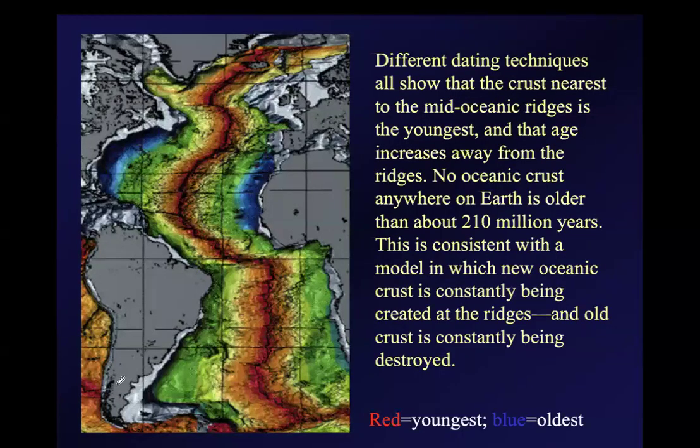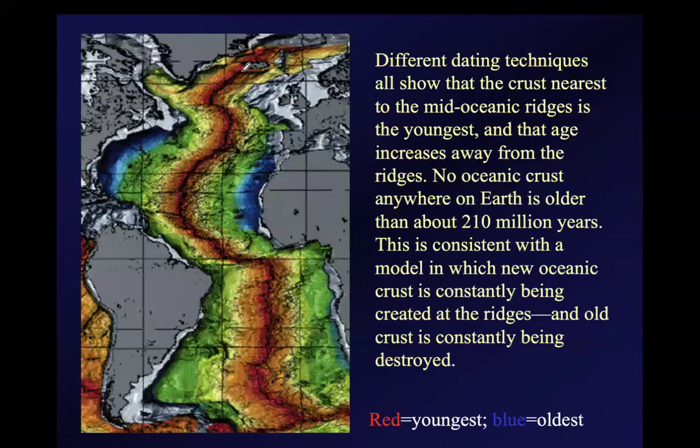We can use various techniques that I don't really have time for to date the age of rocks. That's a whole other set of lectures, but you can look up radiometric dating. That's why the gods gave you Wikipedia. And the crust nearest to the mid-oceanic ridges is the youngest, and that's the rock shown in red. That's the rock that's forming even now.